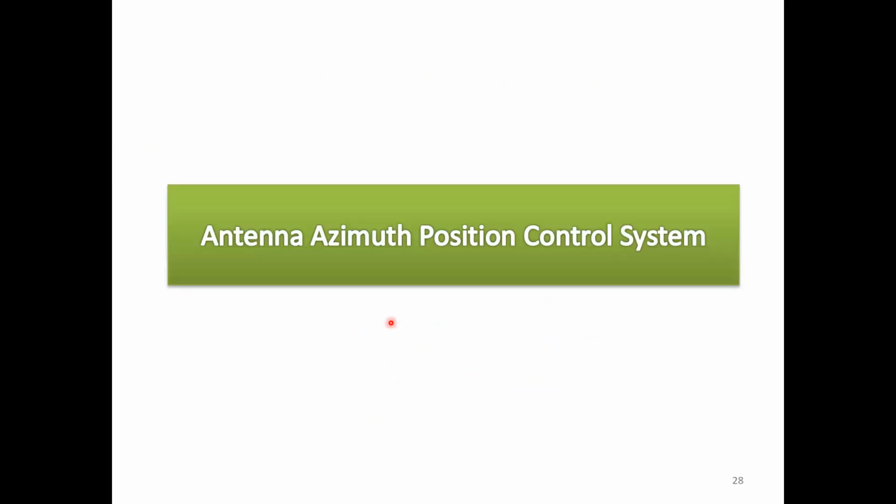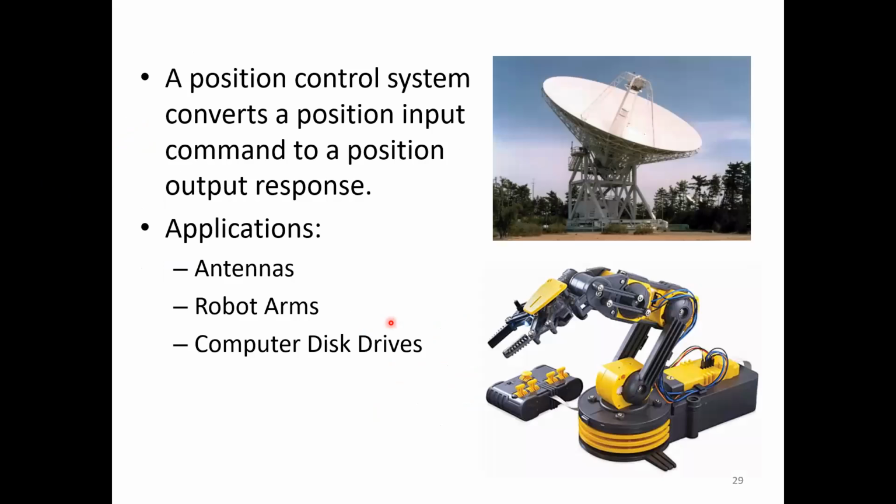Okay, now antenna azimuth position control system. This is an interesting one. Antenna azimuth position control system. Another kind of control system is the position control system. Okay, so move on. A position control system converts a position input command to a position output response. So if you give a position control system a position input, then it will change it to the output response.